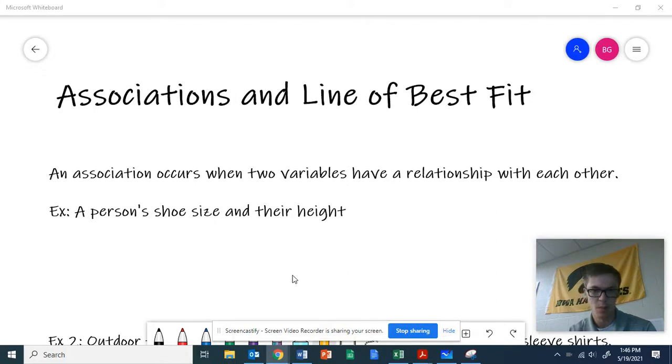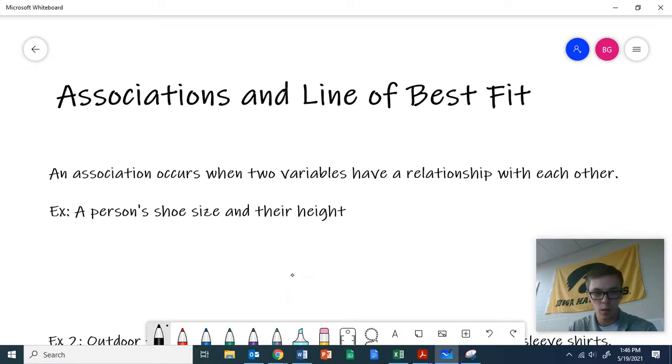So here's my first example here. A person's shoe size and their height. So let's figure out, is there an association between a person's shoe size and their height? Well, as a person's shoe size increases, what happens to their height? Well, the height generally gets bigger. It's increasing. So this one has an association. It affects each other. So what we would say in this case is, yes, there is an association.